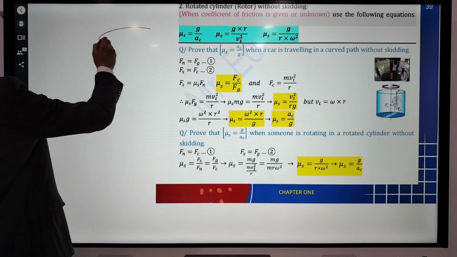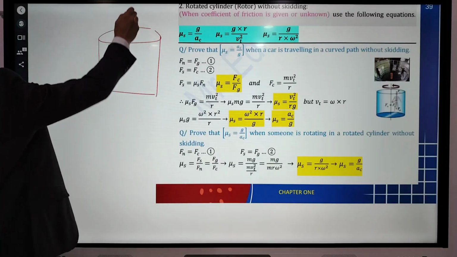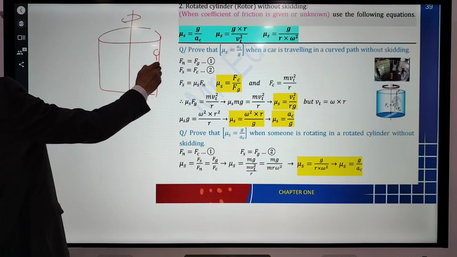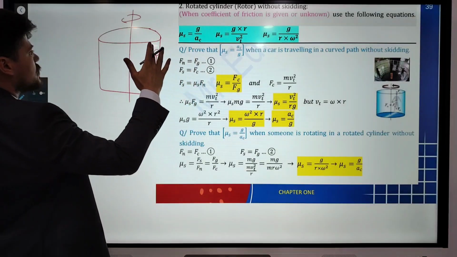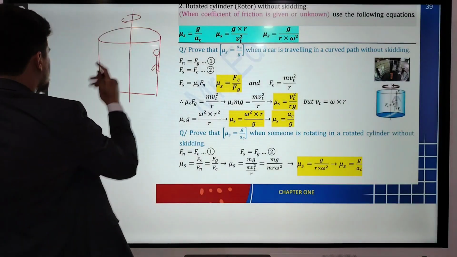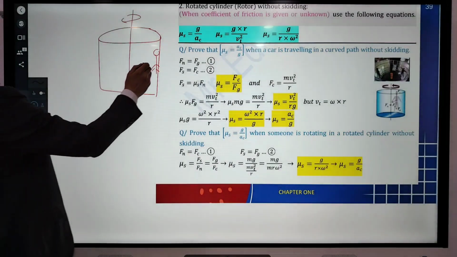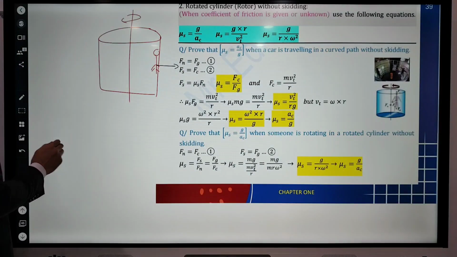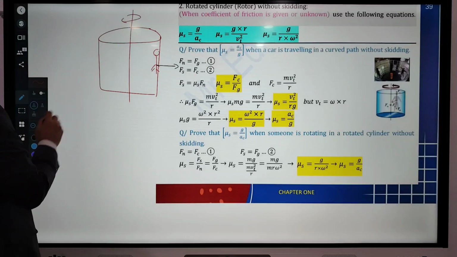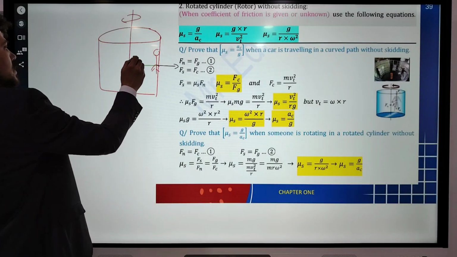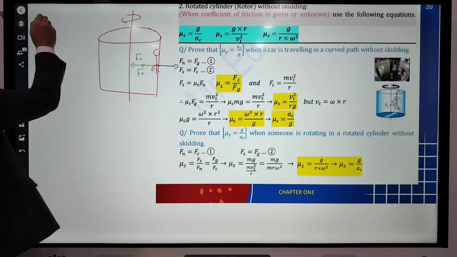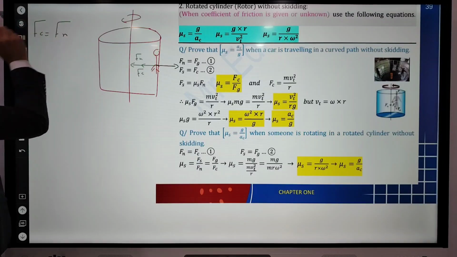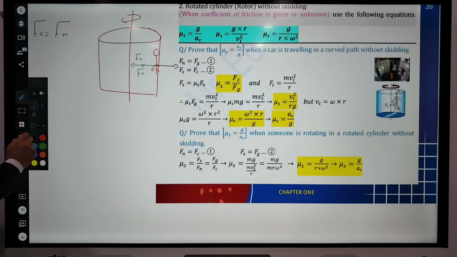Let me draw a figure. This is the cylinder. When the cylinder is rotating very fast, because of inertia, what happens to this guy? The guy moves because of the centrifugal force until he hits the wall of the cylinder. So this is the action force because of the centrifugal force, and there is a reaction force which is the normal force. Because the normal force is toward the center, in that case the normal force provides the centripetal force. These two forces are equal.